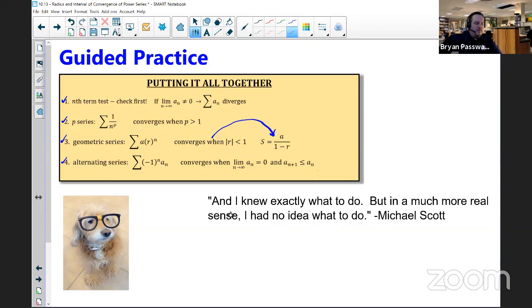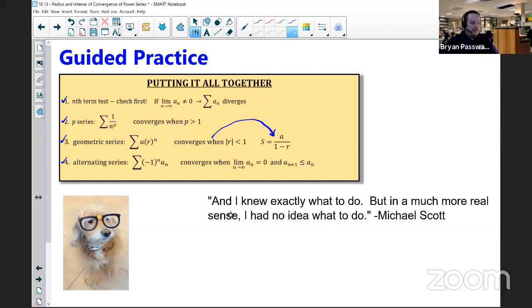And so this is another Michael Scott quote. There's a lot of Office quotes, I think, that really are apropos for what we're doing in Calc BC. He says, "And I knew exactly what to do, but in a much more real sense, I had no idea what to do." Is that ever you, where you feel like you understand the topics in Calc BC, you understand series and convergence, or you think you do, and then when it's all mixed together, you're like, I know what to do. But when it's all mixed together, I feel like I have no idea what to do.